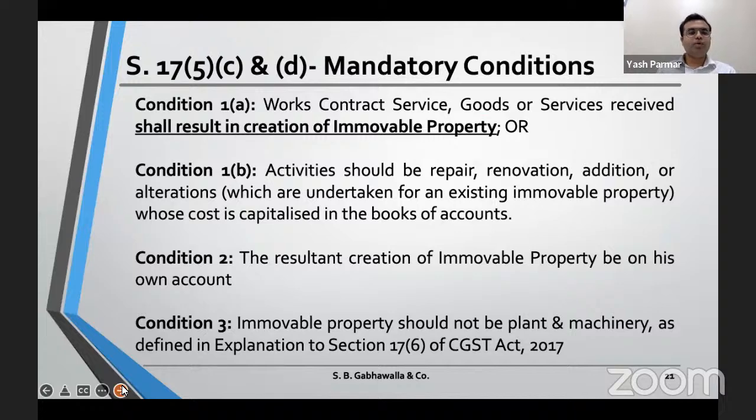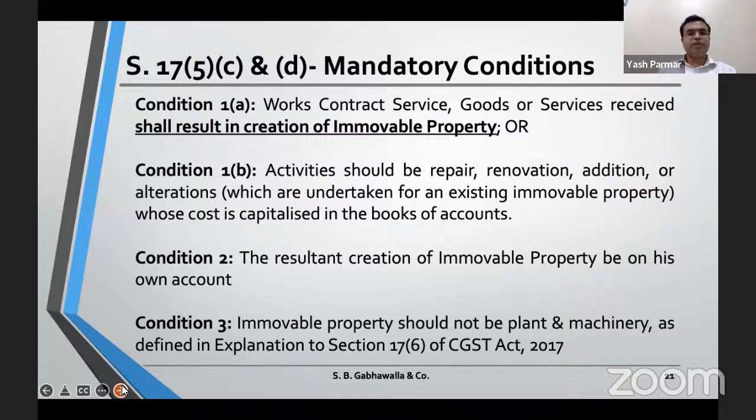First, you need to check whether the works contract service, goods or services received shall result in creation of immovable property. If the answer is yes, then the first condition is getting satisfied. Now the sub-condition to it is that if it's a repairs work or a renovation work undertaken for an existing immovable property, and if the cost is capitalized to the said immovable property, then again this condition is getting satisfied. So you need to check this condition first.